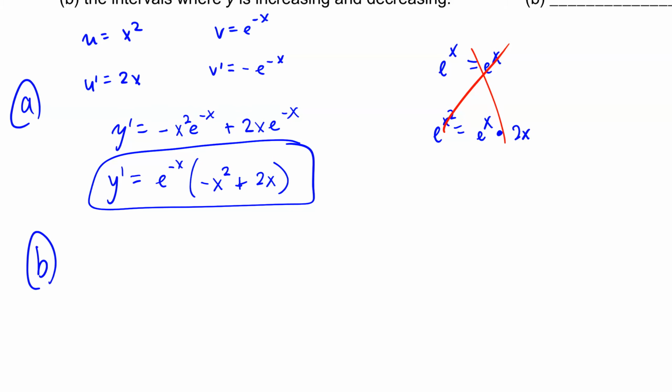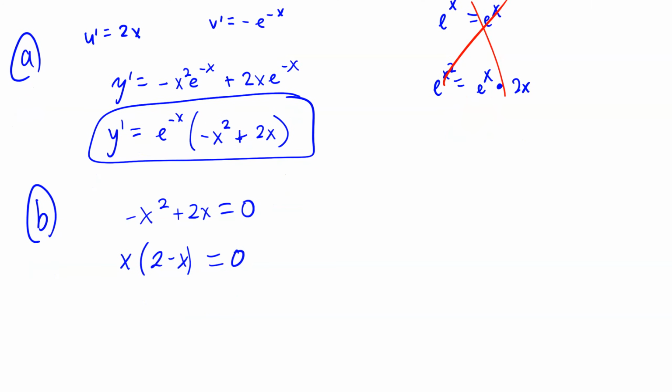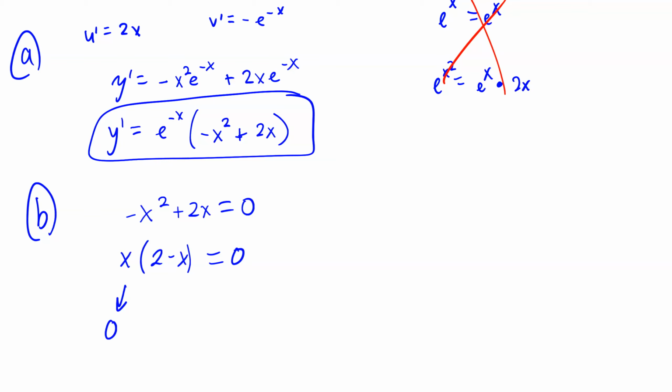Part B, the interval where we're increasing, decreasing. You just, like, e to the negative x will never equal 0, right? E to the negative x never touches the x-axis. So therefore the y value will never equal 0, right? So I only have to set negative x squared plus 2x equal to 0. Pull out an x. So I have 2 minus x. So I see the 2 critical points are 0 and 2. And then to figure out up or down, I just have to think about it.